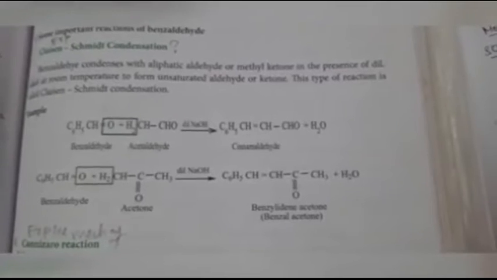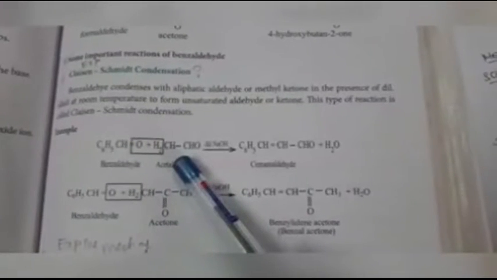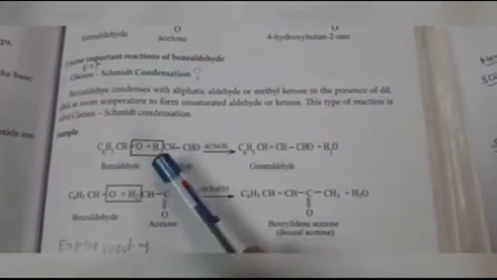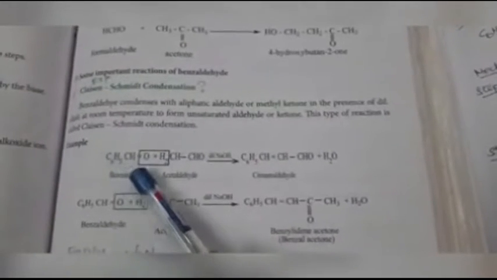So in the first reaction, benzaldehyde is C6H5CH=O. Acetaldehyde means CH3CHO; we can write H2CHCHO. These two hydrogens take one oxygen, which means water is removed. So the remaining product is C6H5CH=CH-CHO.